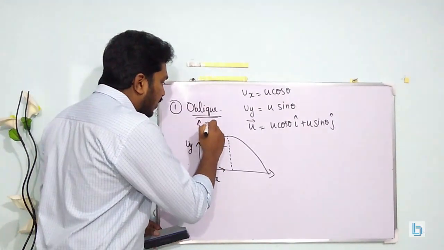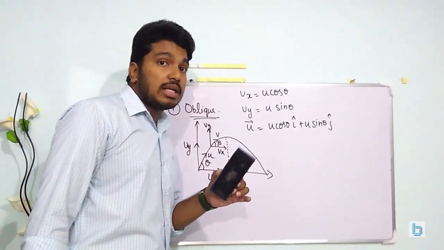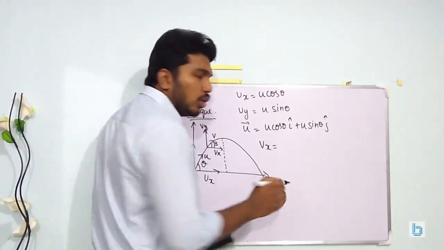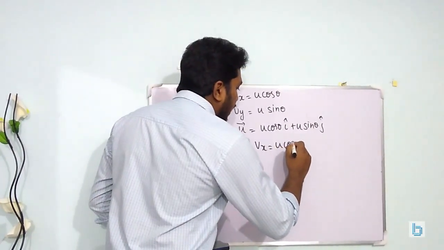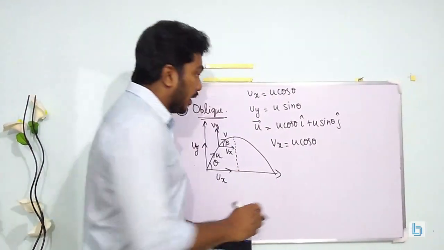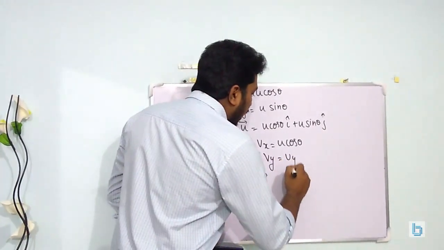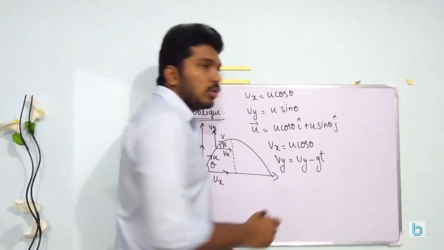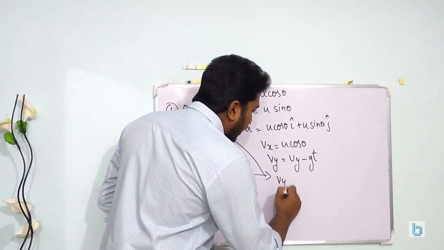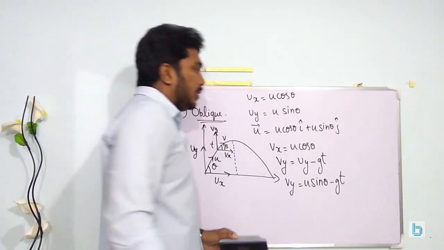Two components, one vy, one vx. The horizontal component is taken to be a constant, so I can write vx will be the same, u cos theta. But vy will be varying. And how does the vertical component vary? vy will be equal to uy minus gt, where t is time. Or this can be written as vy is equal to u sin theta minus gt.